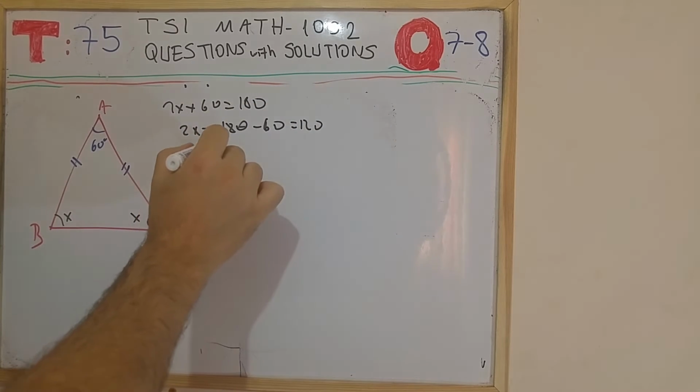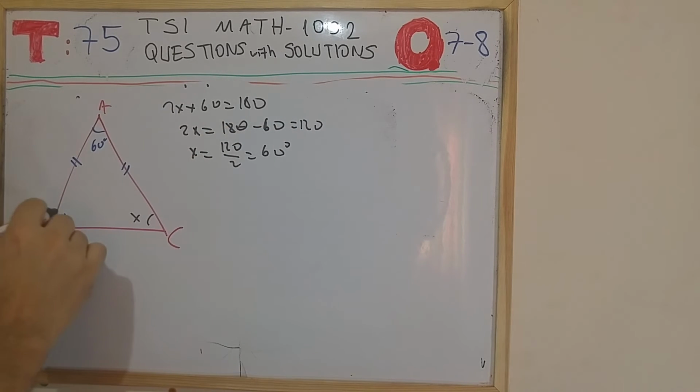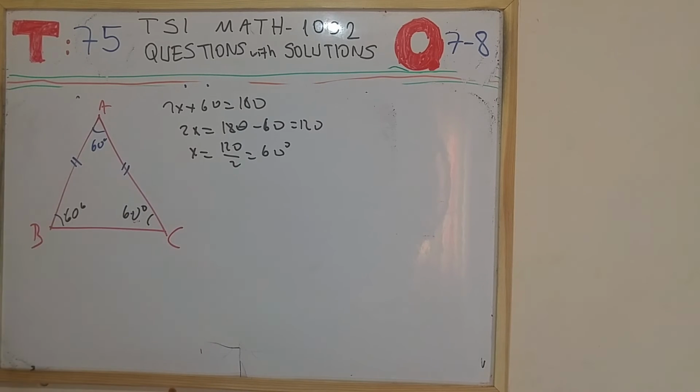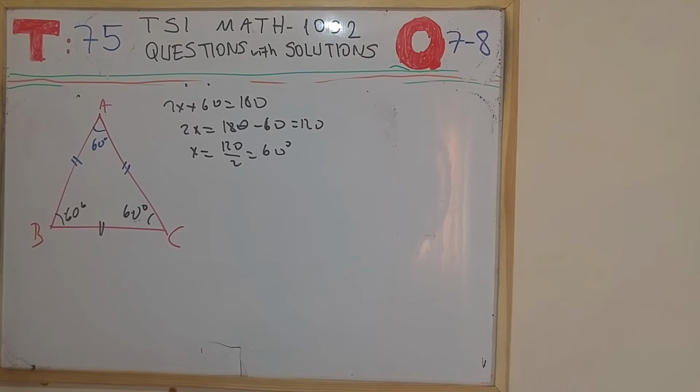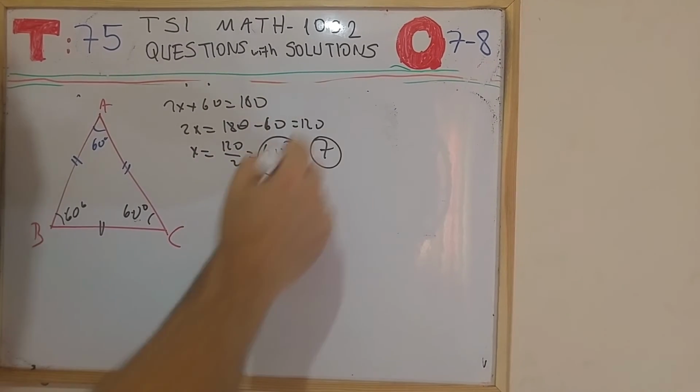So x is equal to 120 over 2. That is equal to 60 degrees. So all these 3 angles are equal to 60 degrees. So this actually is an equilateral triangle. Now my answer for the angle of B is equal to 60. This is the answer for question number 7.